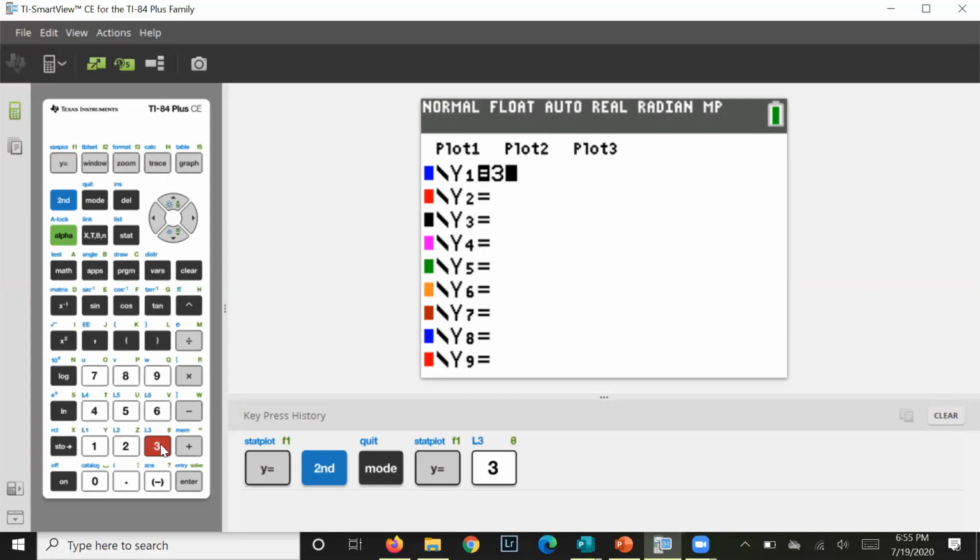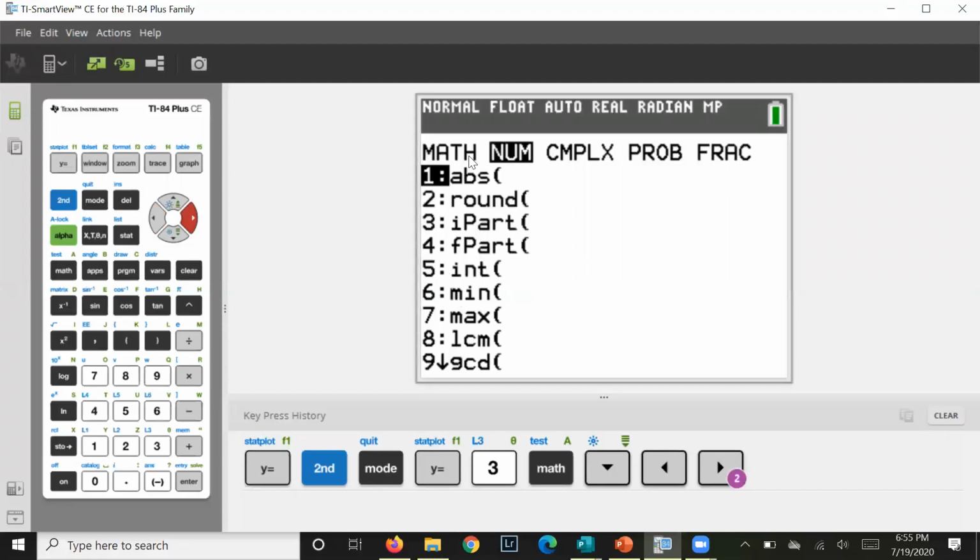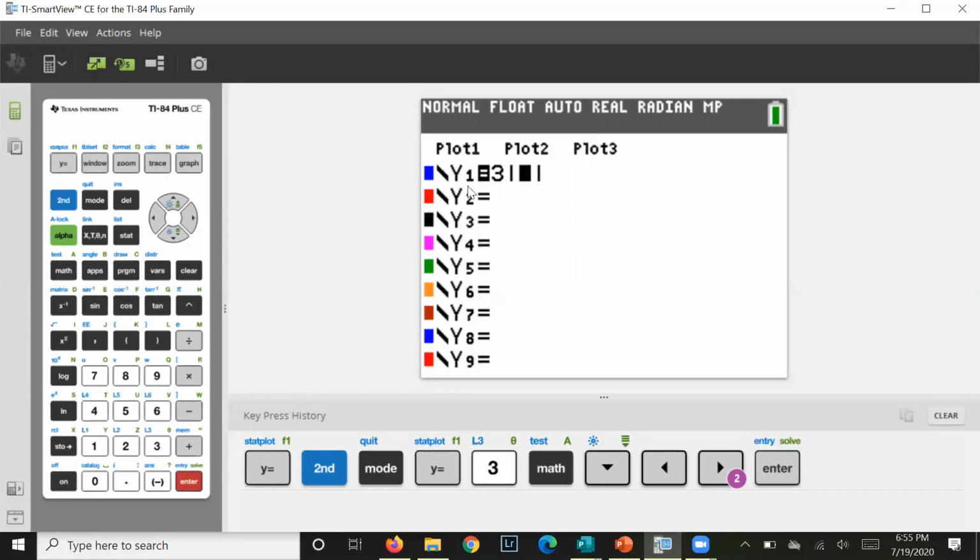So if you hit 3, and then press the math button, which is below our alpha button here, okay, so we hit that. If you go over to NUM, okay, hold on. There we go. Notice the first thing we have here is ABS, and ABS means absolute value. So you can either press 1 or press enter on that. If you have a newer calculator like I do, it'll put actual absolute value bars there. Otherwise, it may just say ABS with a parenthesis on your calculator.